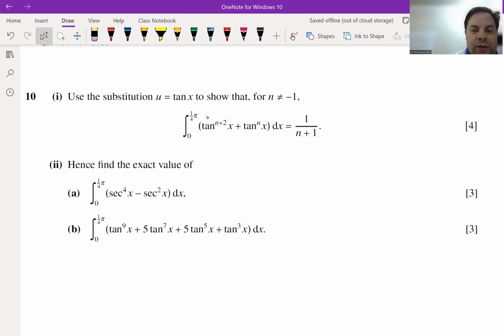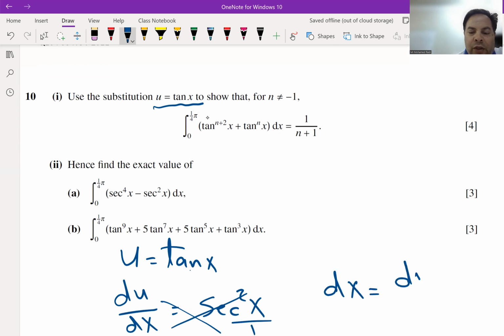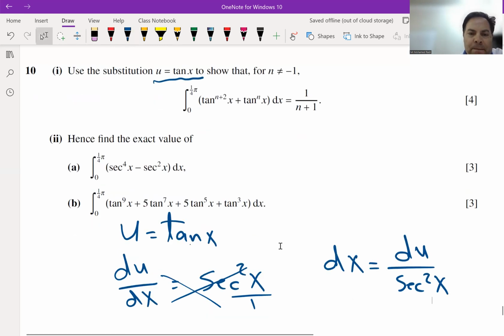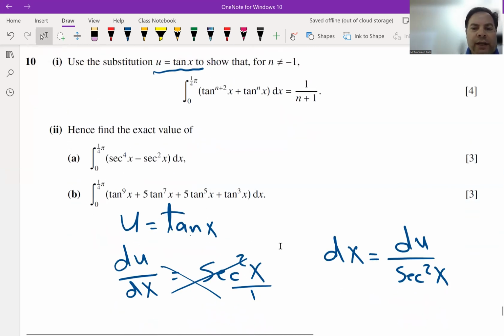First of all, you have to start with this part. If u is equal to tan x, start to differentiate. du by dx is equal to the differentiation of tan x, which is sec squared x. Then find dx: dx is equal to du divided by sec squared x. Then let's start now to substitute by u equal to tan x.